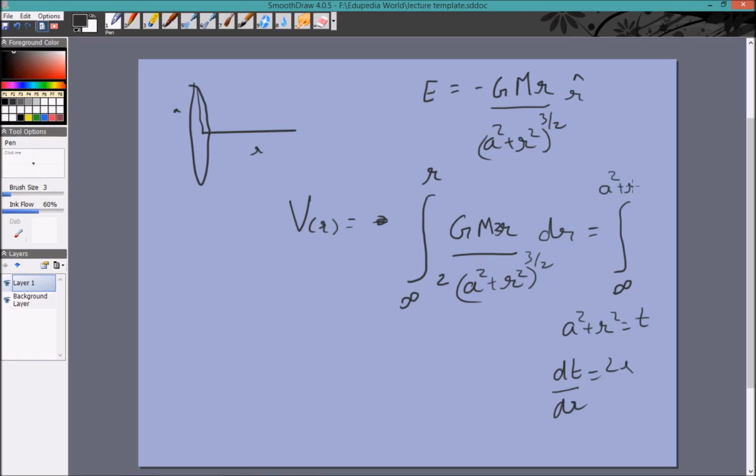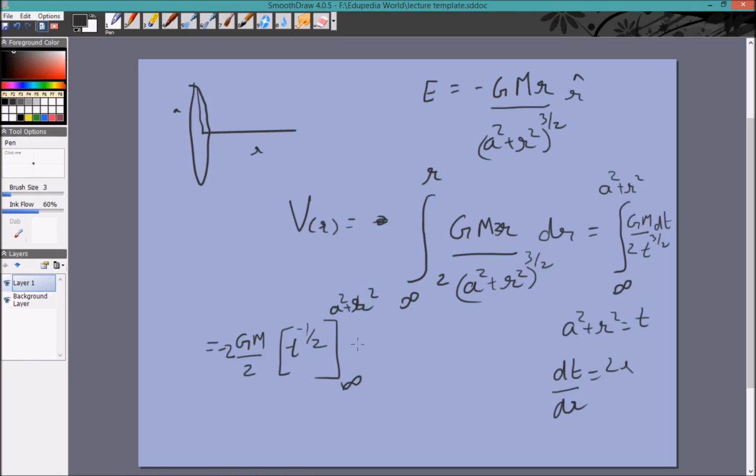a squared plus r squared. You'll have GM by 2 t to the power 3 by 2 dt. So that will give me GM by 2. T to the power minus 3 by 2 has an integral of t to the power minus 1 by 2 by minus 1 by 2, that is multiplied by minus 2, and the limits will be from infinity to a squared plus r squared.